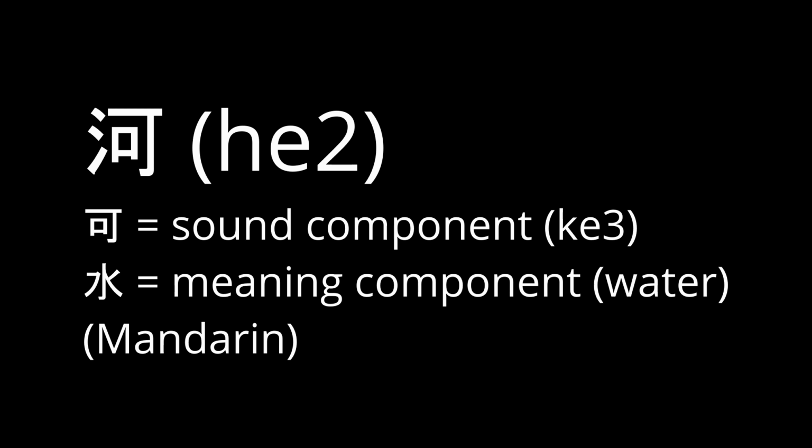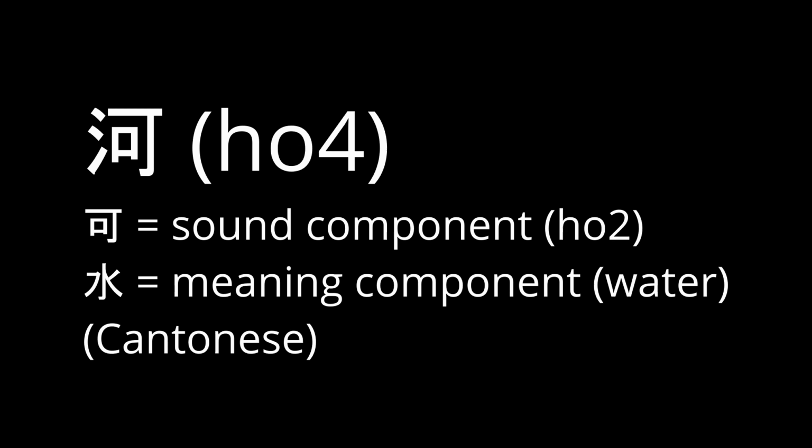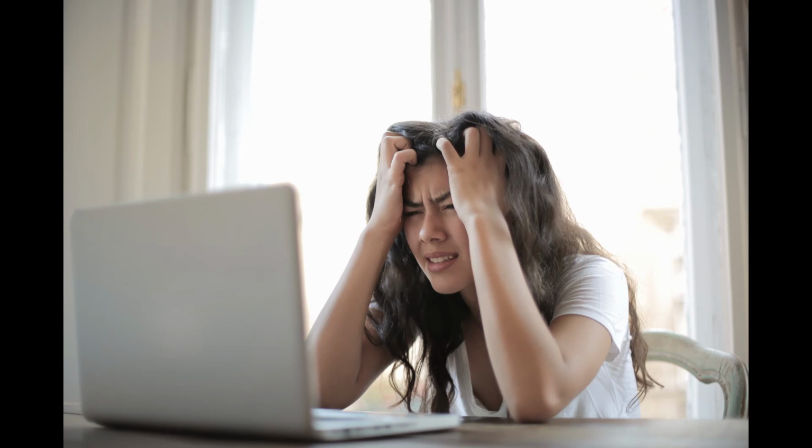In Mandarin, he and ke sound completely different, but in Cantonese, the character meaning river is pronounced ho, and the sound component is pronounced ho. All this means for us as a learner is that sometimes it will not be clear where the sound of the character comes from, and we just have to accept that, learn the character, and then move on.